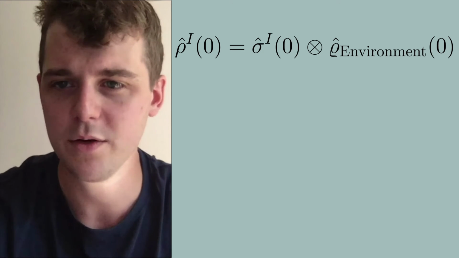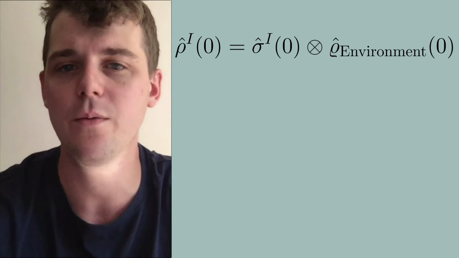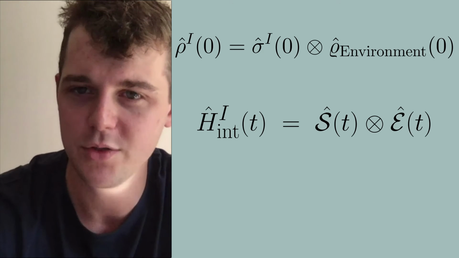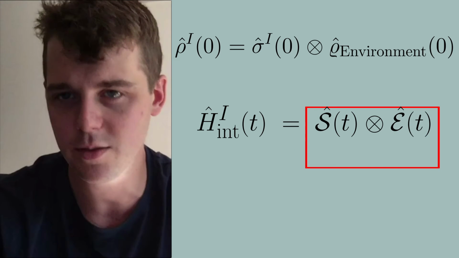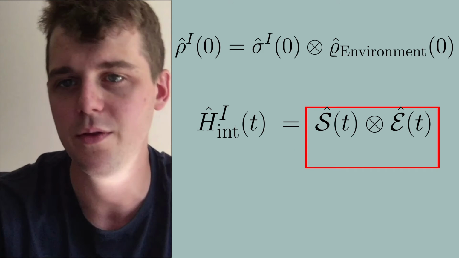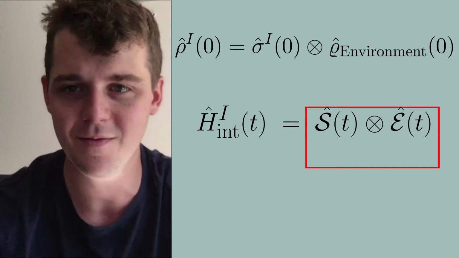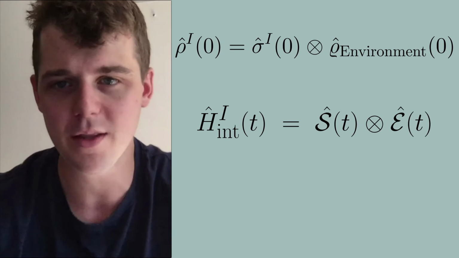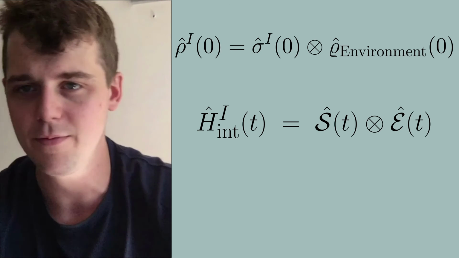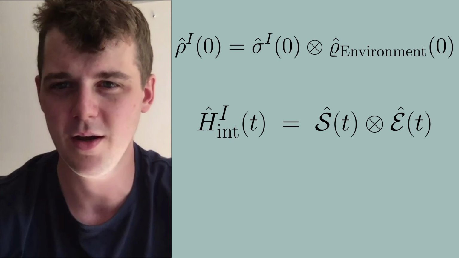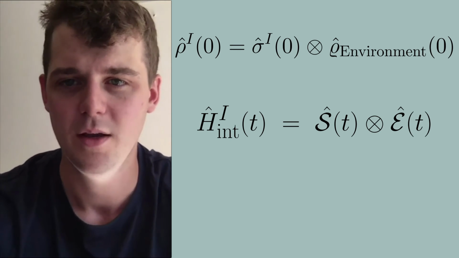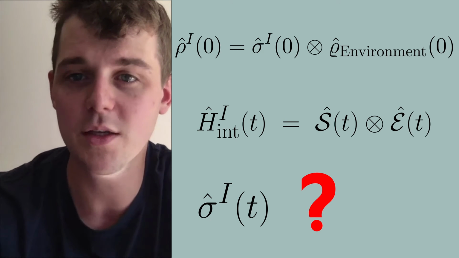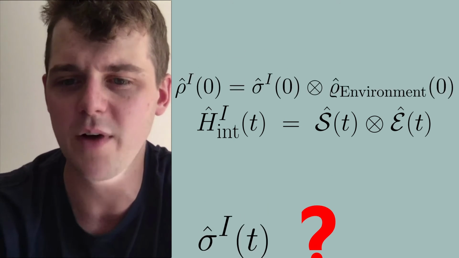And then finally, one other assumption we make in open quantum systems is that our interaction Hamiltonian has some tensor product structure. There's some operator S, which acts on the system Hilbert space, tensored with some operator E, which acts on the environment. These are just assumptions that simplify the math. They're not really fundamental, and people have thought of ways to get around this, but this is a very nice place to start. Now, the question is, what can we say about the evolution of this reduced density matrix for the open system, sigma of I?